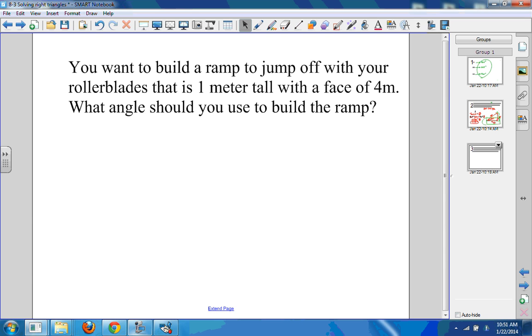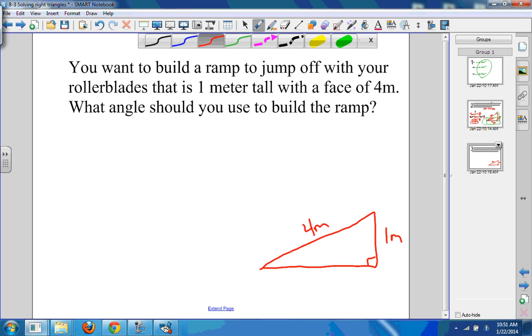So let's draw this ramp. We have a ramp. It's going to make a right angle. It says it is 1 meter tall, and the face of it is 4 meters. We want to know what angle we should use to build the ramp. It doesn't say what angle we should use, so I'm guessing this one here. We'll call it X. We can find both just for the fun of it, though. It'll be easy.